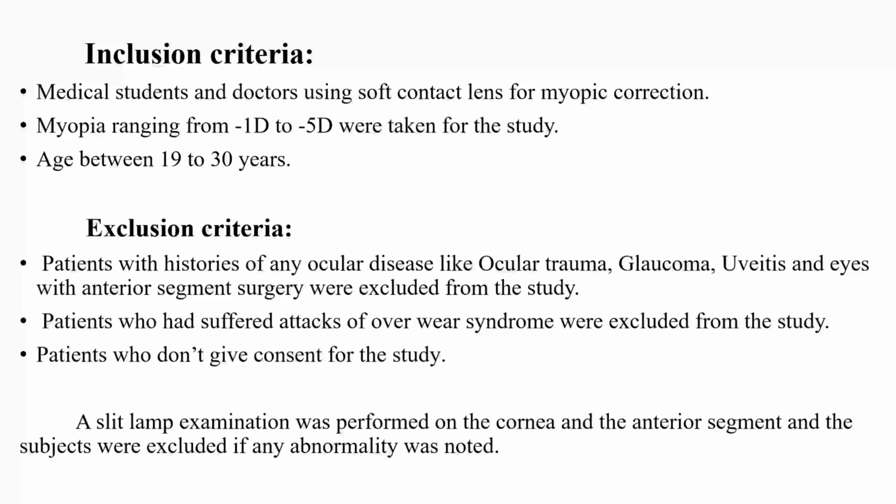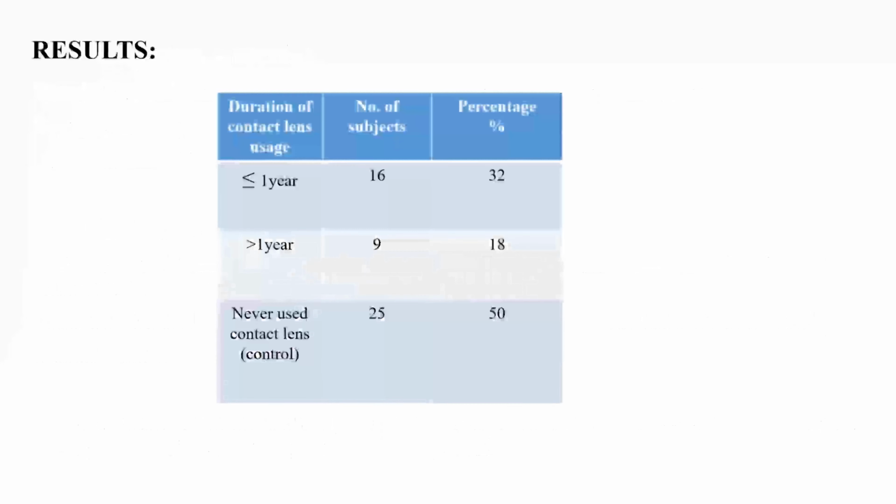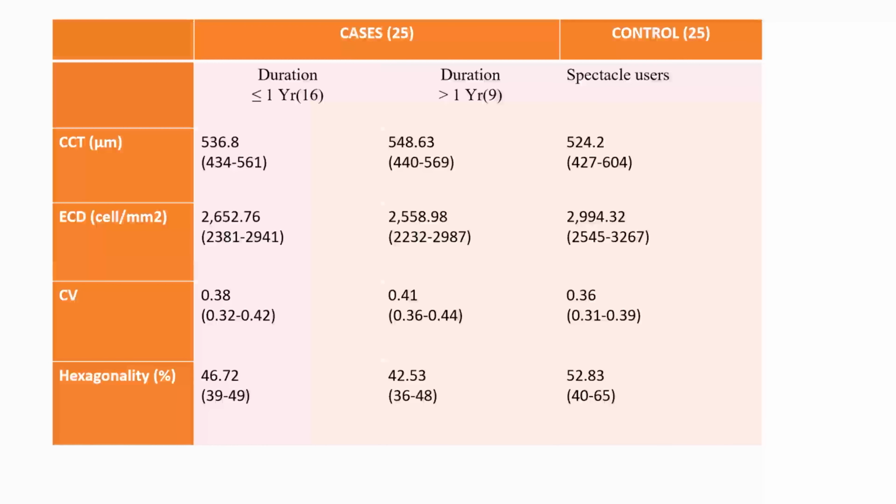A slit lamp examination was performed on the cornea and anterior segment, and subjects were excluded if any abnormalities were noted. Results: the number of subjects with contact lens usage of less than 1 year were 16, and 9 with more than 1 year, and controls were 25. It was observed that the central corneal thickness increased variably when compared to the controls, which was 524.2 in spectacle users, while in less than 1 year duration it was 536.8 and 548.63 in more than 1 year.